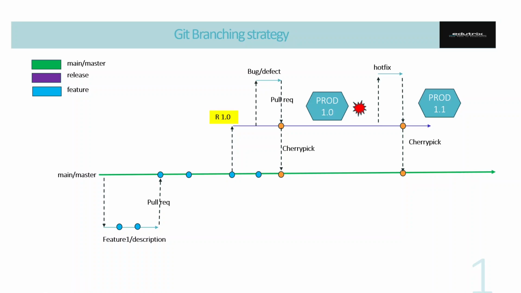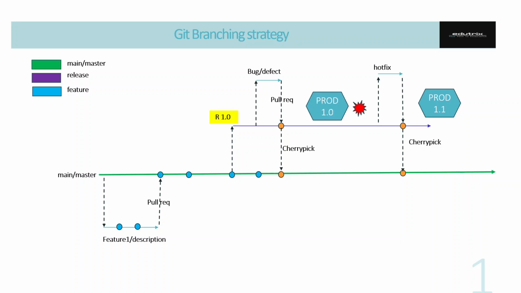Today we'll be discussing Git branching strategy, which is popular and widely used in many organizations. This branching strategy is referred to as trunk-based development or mainline-based development, where all developers integrate their code frequently to the main branch. This strategy minimizes long-lived branches and is popular for continuous integration and continuous delivery practices.